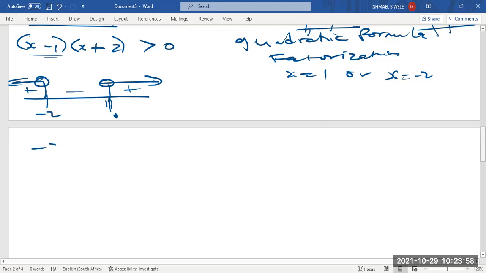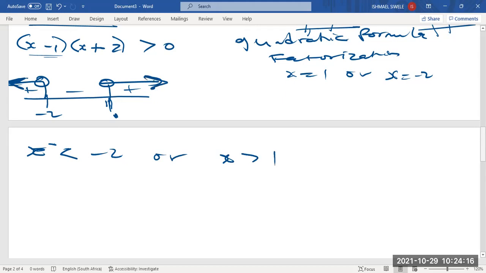So you're just going to put our x, and you see this sign, where is it going? It's going this way, right? I'm just taking it like that, and then less than negative 2, or x, you see where this sign is going? It's going that way, so greater than 1. In that way, you will have gotten the full marks for this question.